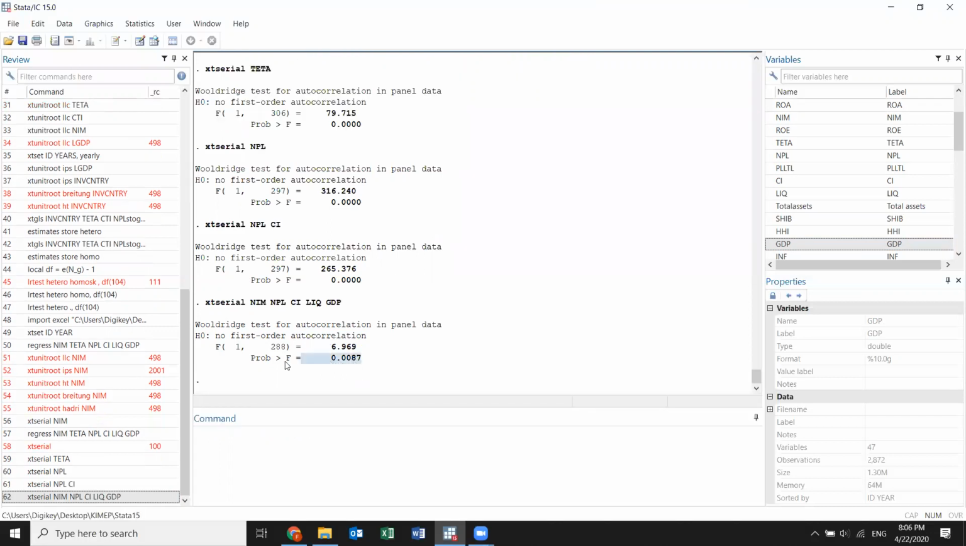Yes, as you can see, there is autocorrelation. The Wooldridge test for autocorrelation in panel data shows there is first-order autocorrelation in the whole model. You can check variable by variable, or you can check it as one model, like this. So there is autocorrelation. The second test, we did it.